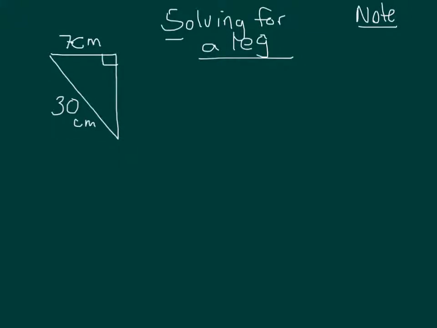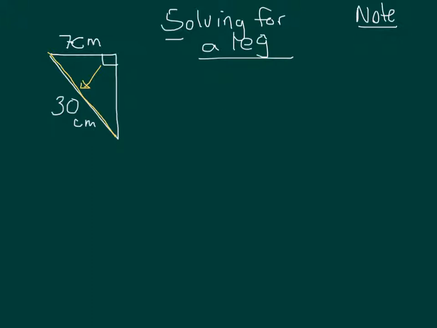Okay, so we've discovered and used the Pythagorean theorem to find the hypotenuse, and we know that the hypotenuse is always the longest side of a triangle, and it's always opposite the 90 degrees. So that's one simple way to check your work: your two legs are shorter than your hypotenuse. Your hypotenuse always needs to be the longest side.